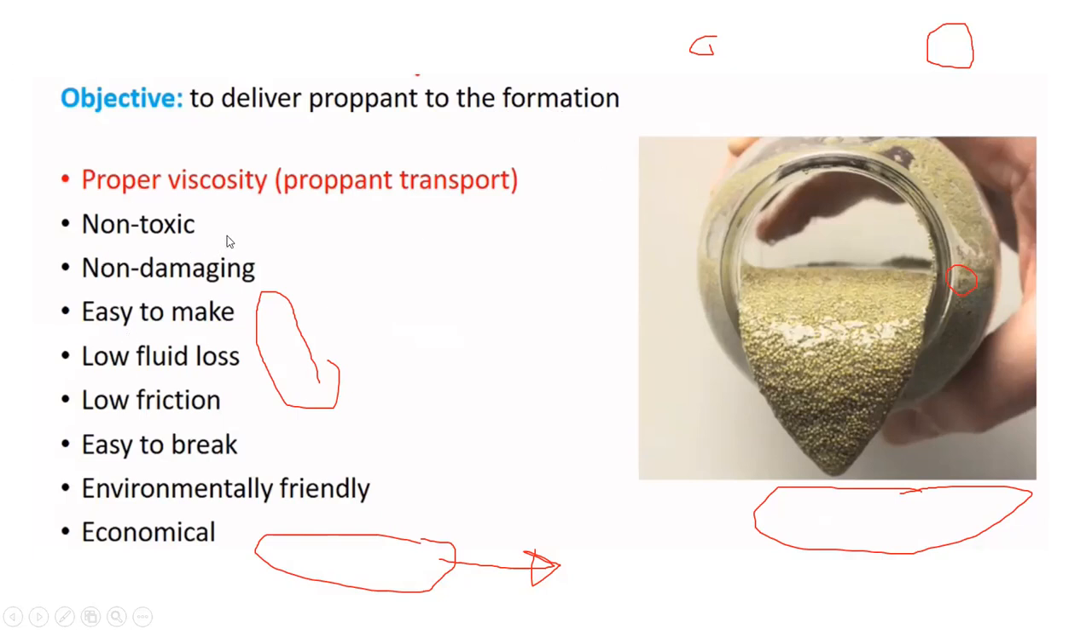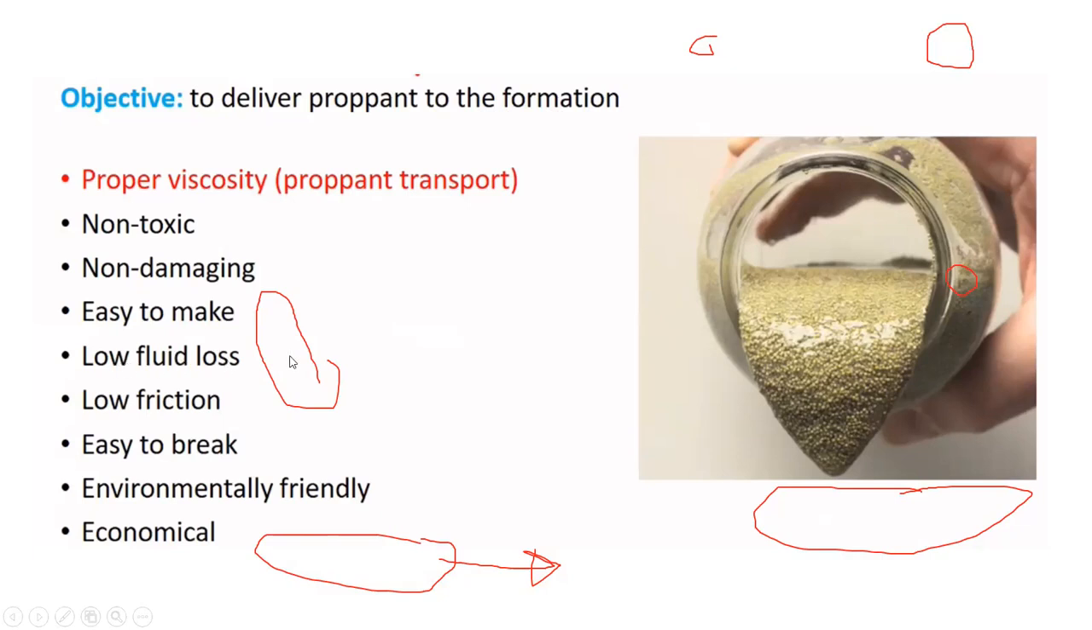And the fluid, what are the various properties? It needs to have the right viscosity, because if it is too thick, it will be difficult to move. If it is too light, it is not an advantage either. So it needs to have the right viscosity to transport the proppant from the surface into the reservoir. And then it should be non-damaging. It should be easy to make.